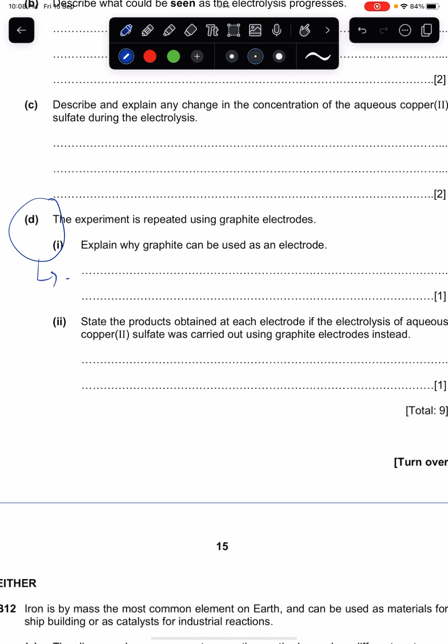Why can graphite be used as an electrode? Okay, let me explain. Electrode means must conduct electricity. This is something we'll learn in Sec 4, don't worry, but I think we can do it quickly. So you are supposed to explain why graphite can conduct electricity. I give you a little bit of time now to quickly think. I guess, free mark?